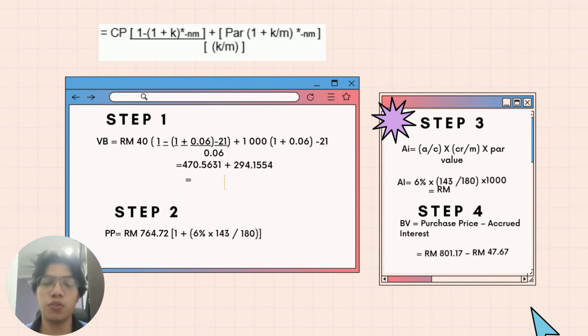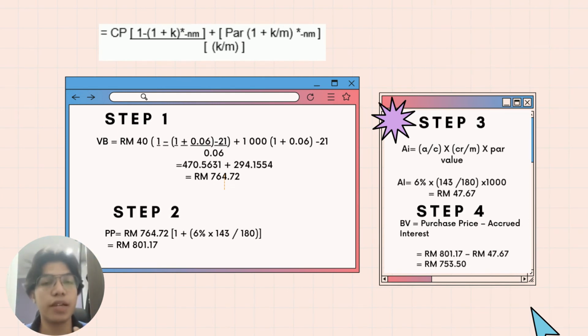Next, the first step to find the book value, we must find the prime price, which is the value of bond. We will use the formula to calculate the value of bond, which is the CP is 40 ringgit and the K, which is the yield, is 0.06 after divided by 2, and the 21 is the years after times by 2, and the 1000 is the par value, and the result we will get is 764.72 ringgit.